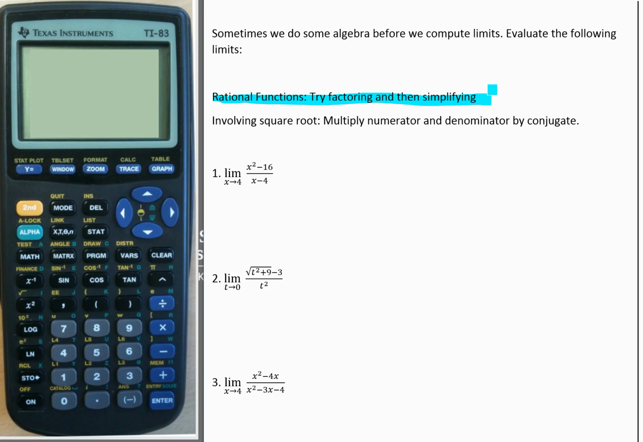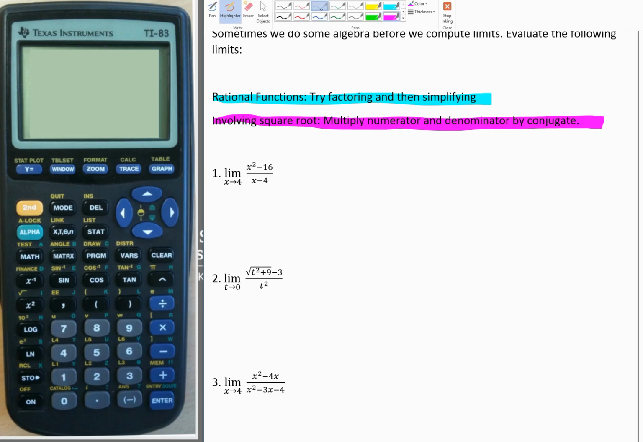Then we'll see a couple where we have a square root. When we have a square root, what we're going to do is multiply the numerator and the denominator by the conjugate of the square root. And that's where we just change the sign, the plus or the minus, in between the square root and the other term. Okay, so let's go ahead and work through some examples.